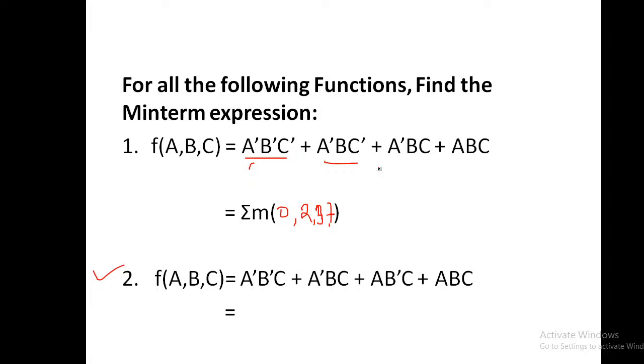So what will be the min term for this? A bar, B bar, C. What will be the decimal value of this? This is 0, 0, 0. This is a binary value, right? What will be the decimal value? This is 1. So it will be M1, right? Plus, what is the decimal value of this? 0, 1, 1. That decimal will be 3. So it will be M3. Can you quickly send me the answers? Yes, I am getting the answers.